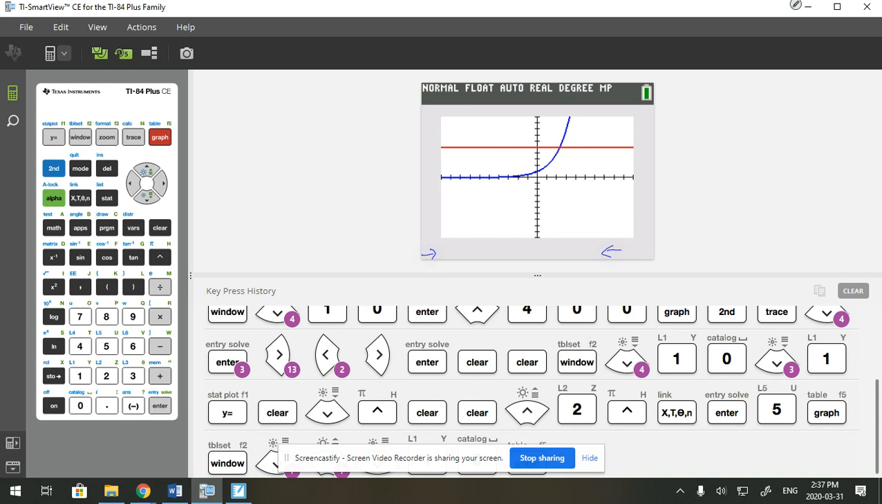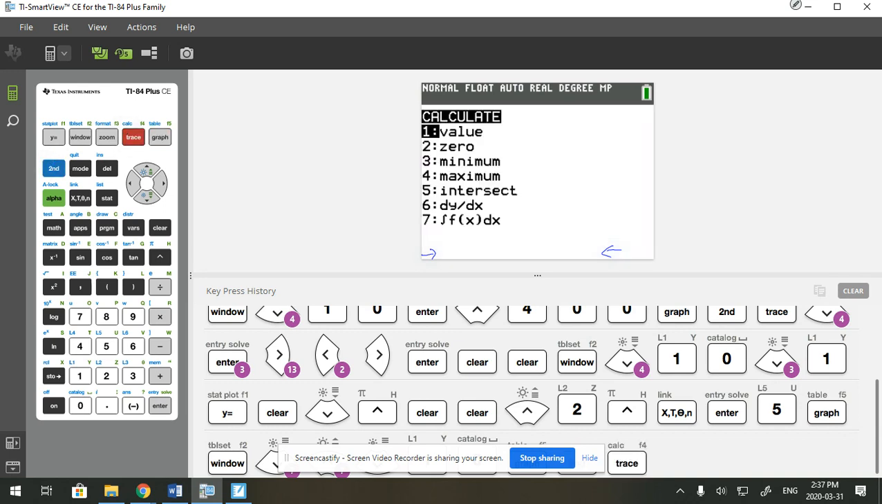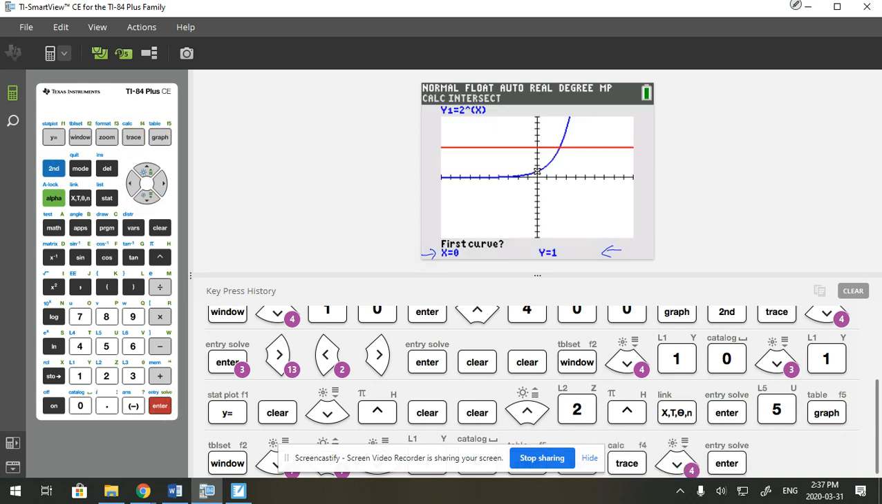There we go. Okay, so from here you can see where your point of intersection is, so you don't have to change your window settings at all. We're going to go into second calc, go all the way down to number 5, intersect, and then you hit enter, enter, and then move it right to a good guess for your intersection.